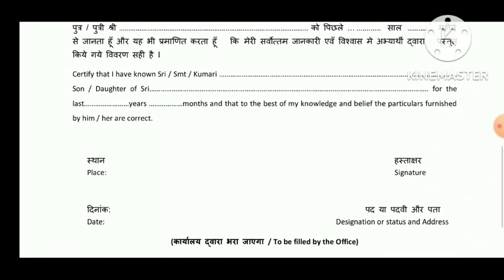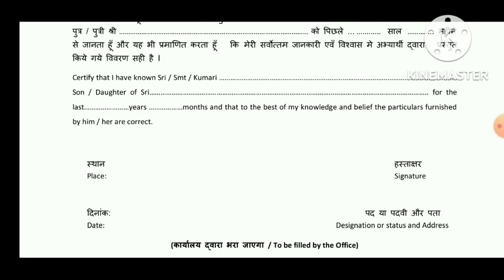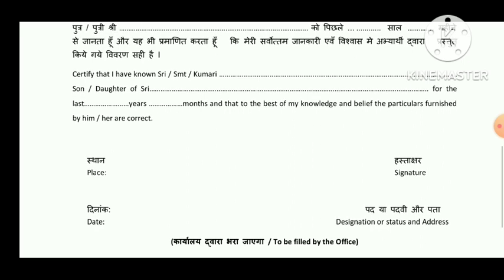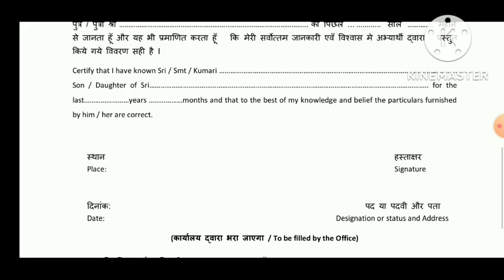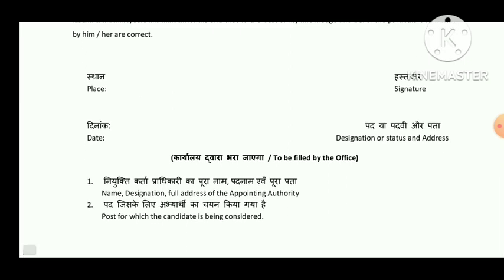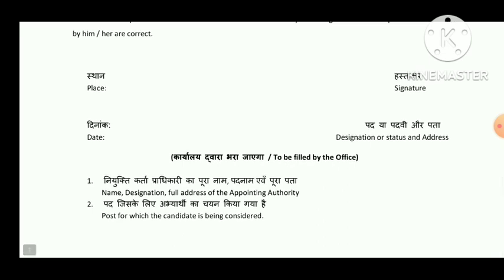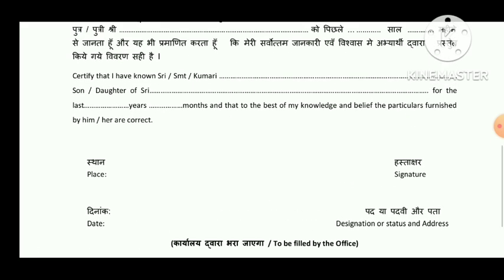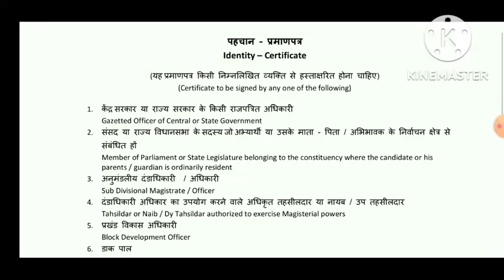There is nothing much here; you have to just write your name, father's name, mother's name, and for how many months. You have to mention your place, date and signature, and the person who does the attestation or signs the certificate has to mention the designation and the address over here. The portion below is for office purposes, so you don't have to write anything there. So this much is there in the identity certificate.